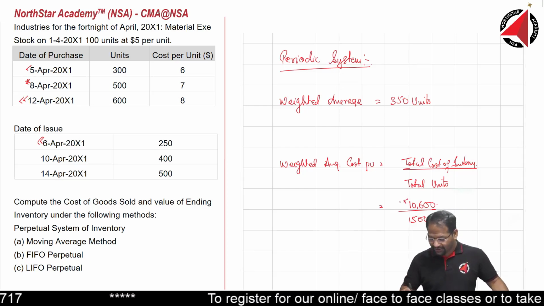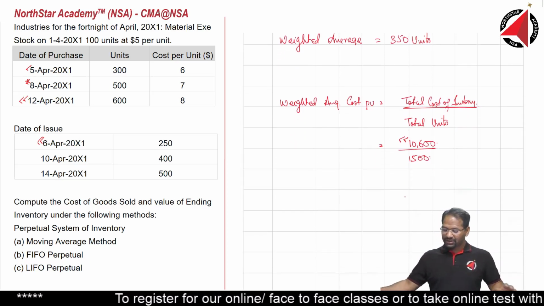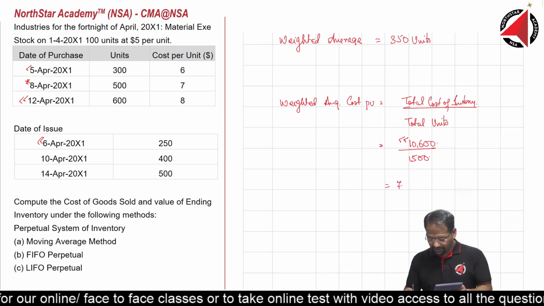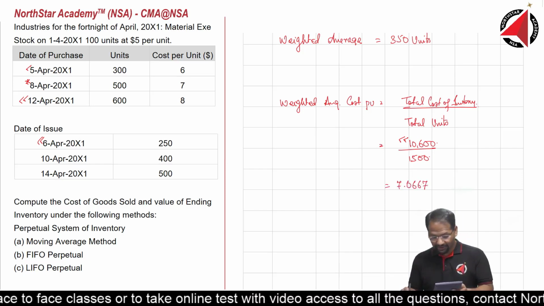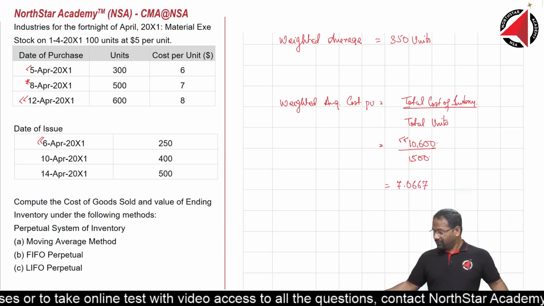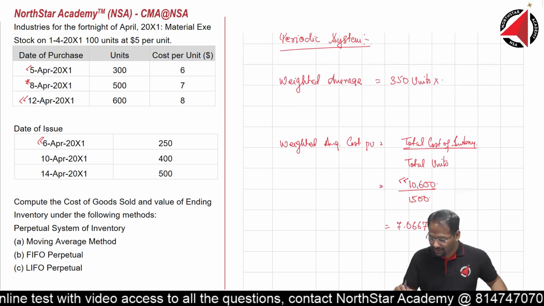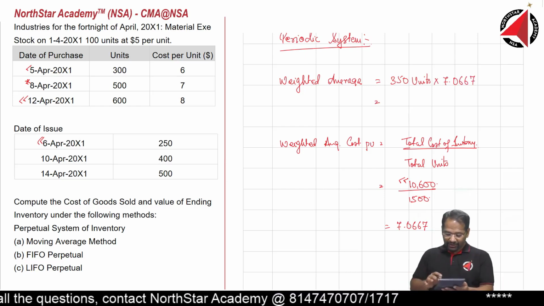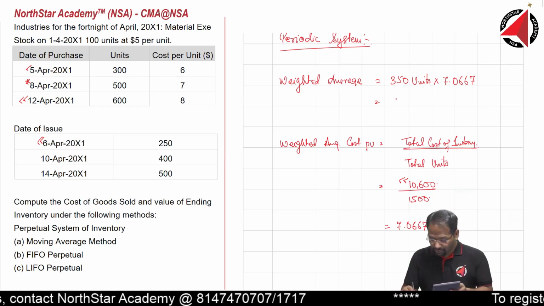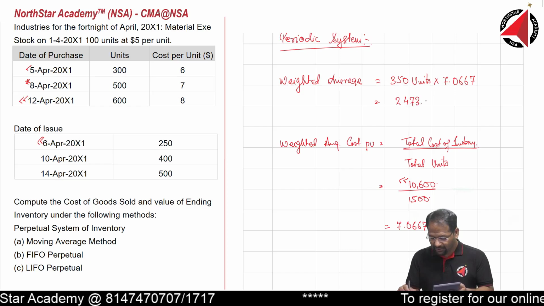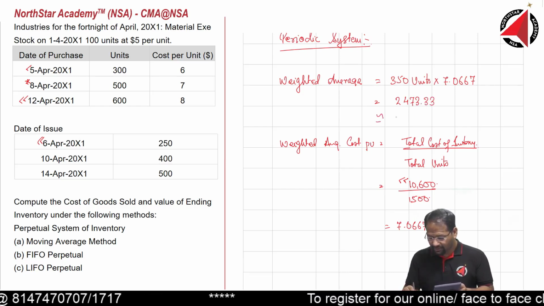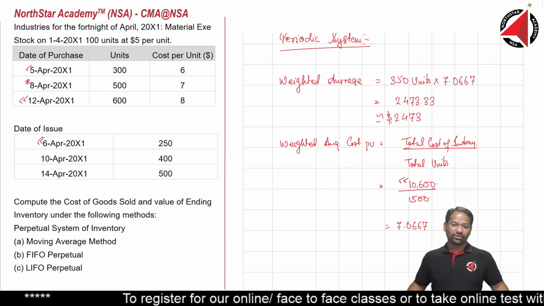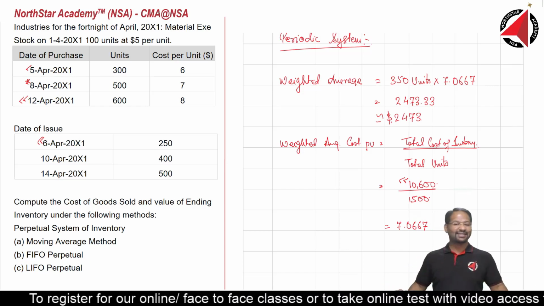And total cost I have written on several occasions earlier. So how much is the cost per unit? 10,600 divided by 1,500, we get a weighted average cost of 7.0667. In the calculator, when we multiply 7.0667 by 350 units, how much do we get? We get 2,473.33. Round it off, so we get $2,473. What is this? This is our weighted average cost of closing stock. So simple. Yes, this is very simple.